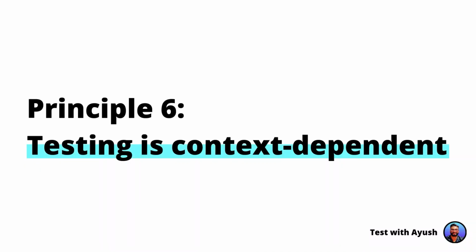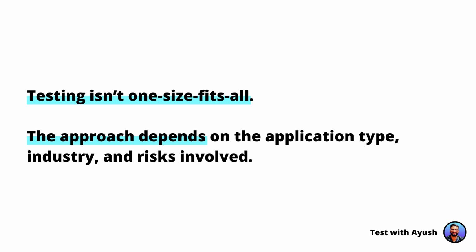Principle number 6: Testing is context dependent. Testing isn't a one size fits all approach. This approach depends on the application type, industry, and the risks involved.